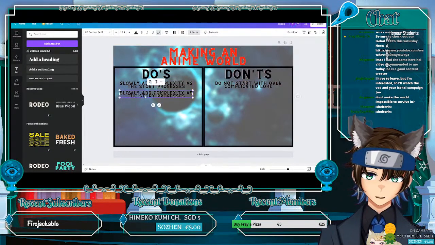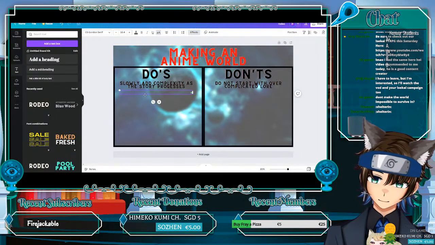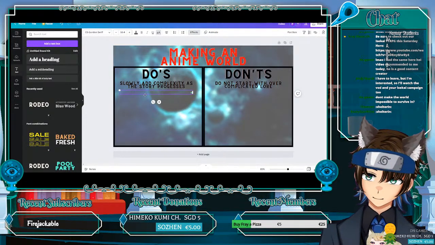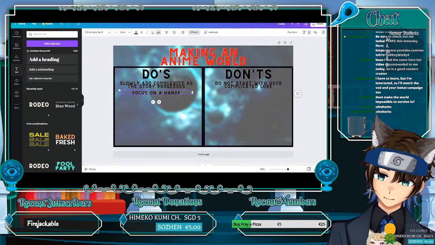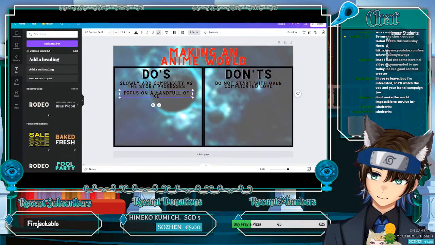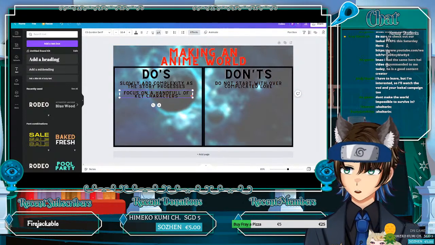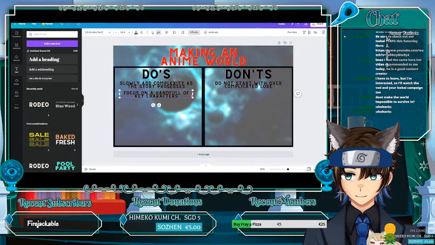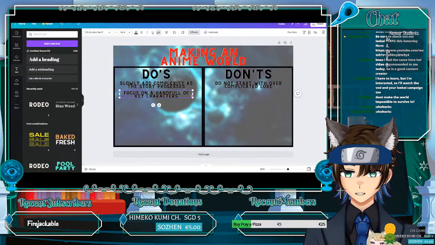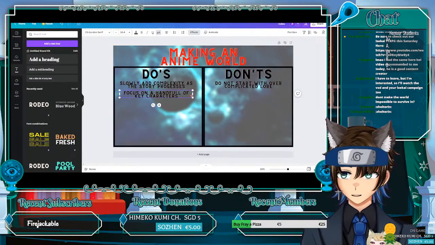Next, here's another do. Another big do is have focus. Focus on a handful of key characters. You don't want to be bombarding your players with a bunch of different characters that they want to meet and interact with. You want to focus on quality, not quantity here, you know?